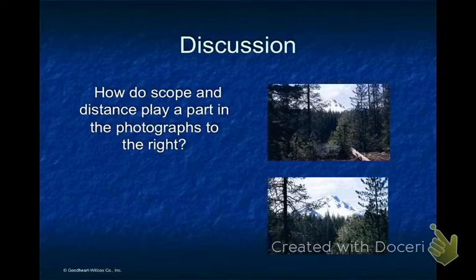Now, if we zoomed in a little bit, which is the bottom photo, your eye directly goes to the mountain that it should have been in the first place. So that is a good reason why we want to get as close to our object as possible.